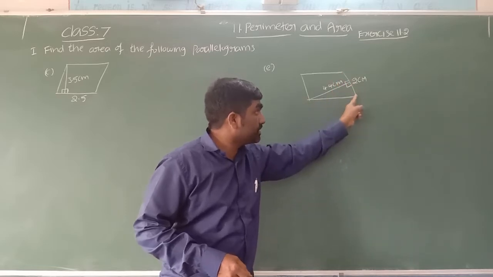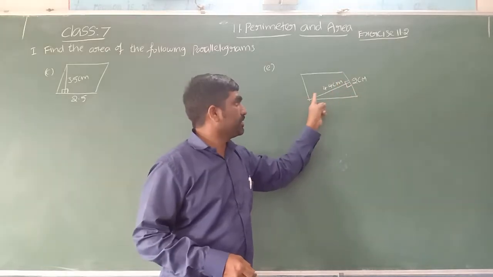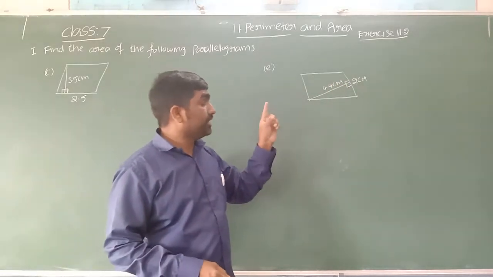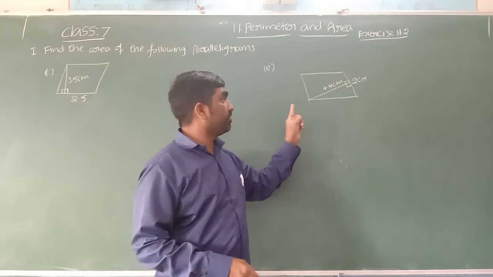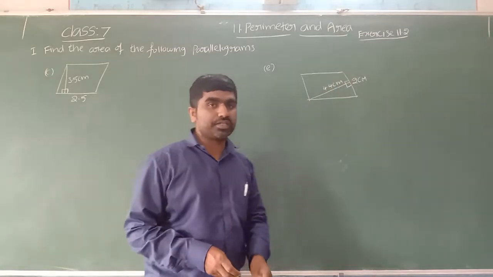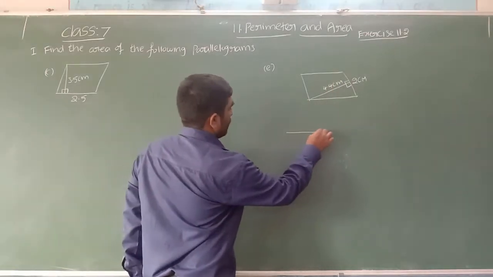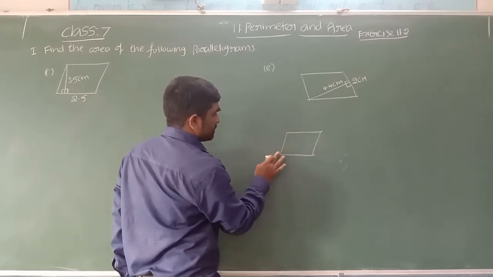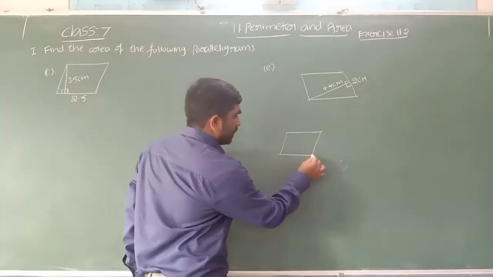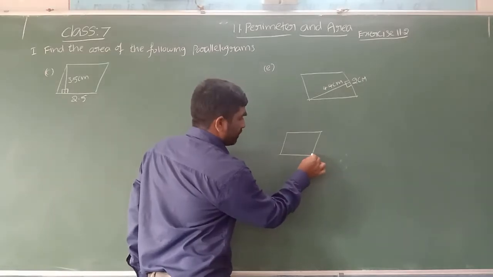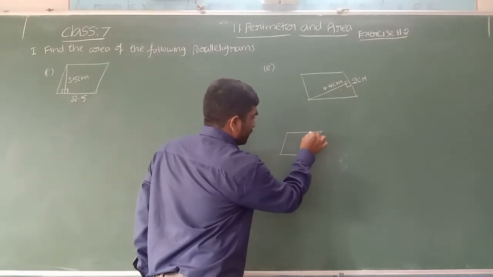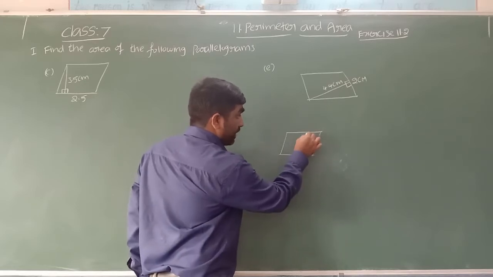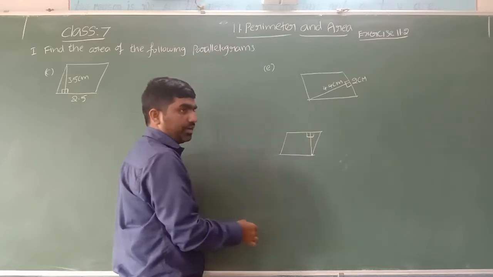So this side is the base, and this will be the height. Let me repeat. Base is nothing but a side of the parallelogram on which the perpendicular is drawn. Suppose, let me draw a parallelogram like this. Now it is one parallelogram. Now let me draw one height from a vertex to its opposite side, which makes a right angle on the opposite side.